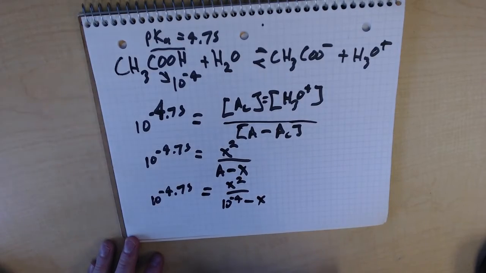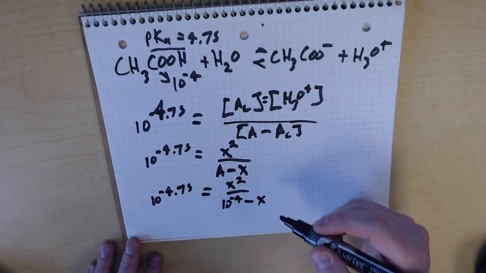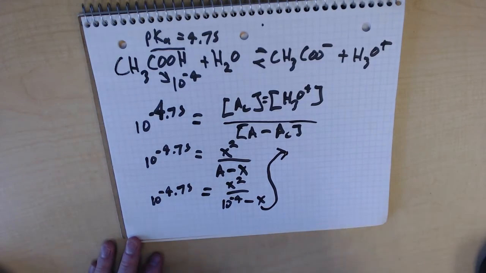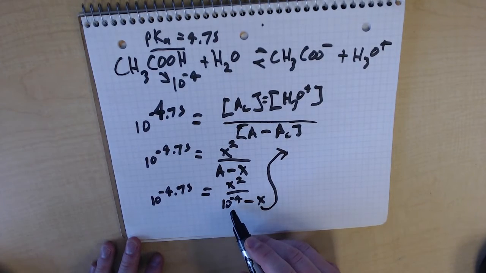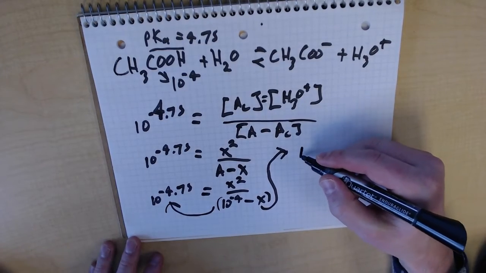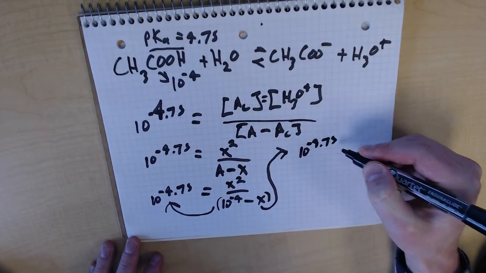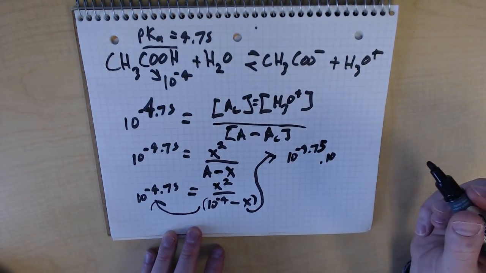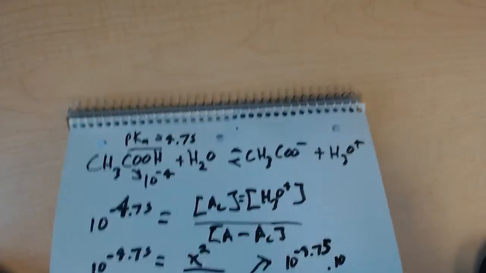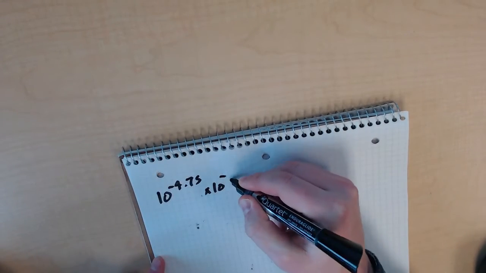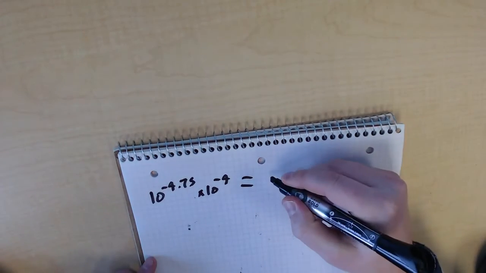And if you're seeing this and you're thinking, oh my gosh, we're going to have to solve for a quadratic, that is true. So we're going to move this over here and finish off our algebra. And we'll do that by multiplying out this part of the equation to move over here. And so then we'll get 10 to the negative 4.75 times 10. Oh, I'm going to run out of space. Maybe I'll just flip over. So we have 10 to the negative 4.75 times 10 to the negative 4. That equals x squared.